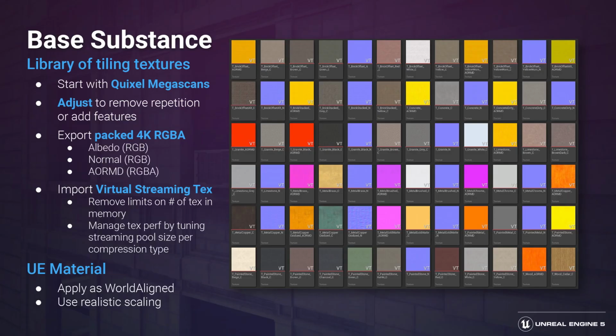Base substances are created by gathering a library of tiling textures that we start with from Quixel Megascans. We adjust these textures to possibly remove repetition or add features, and then we export them as packed 4K RGBA images. We import these images as virtual streaming textures into the engine. When we use virtual streaming textures, we remove limits on the number of textures that we have in memory, so we're free to call as many textures as we want, and then we can manage that texture performance by tuning the streaming pool size per compression type. We then can create a UE material where we apply these textures as world-aligned or triplanar, and we use realistic scaling to maintain the detail at a believable scale.